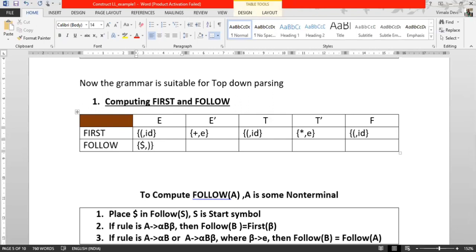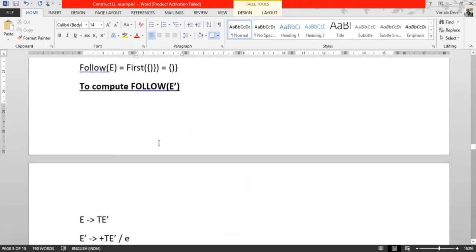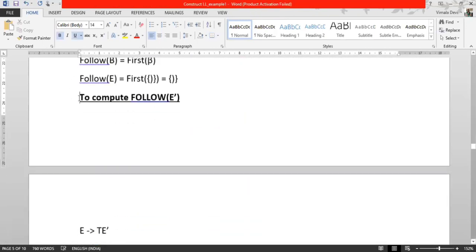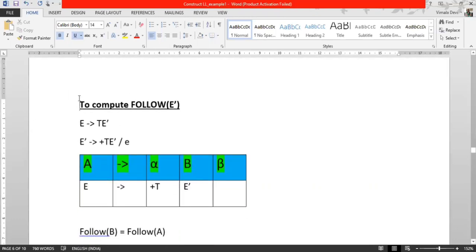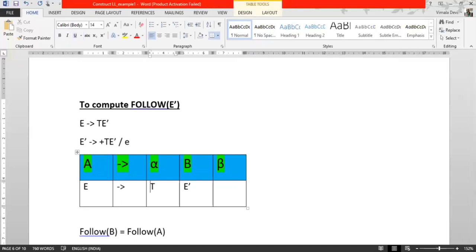Now let us compute follow of E dash. To compute follow of E dash, we have to consider two rules. One is E derives TE dash, and another one is E dash derives plus TE dash or epsilon. Why are we considering these two rules? Because both the rules contain E dash on the right hand side. So first let me consider the very first rule, which is E derives TE dash.